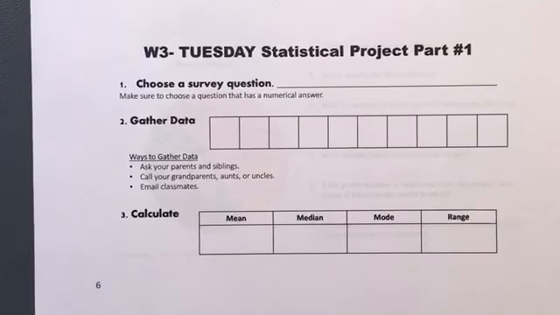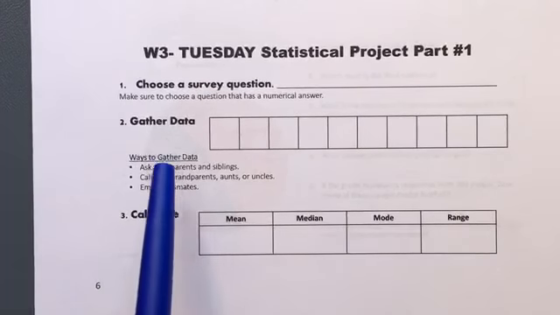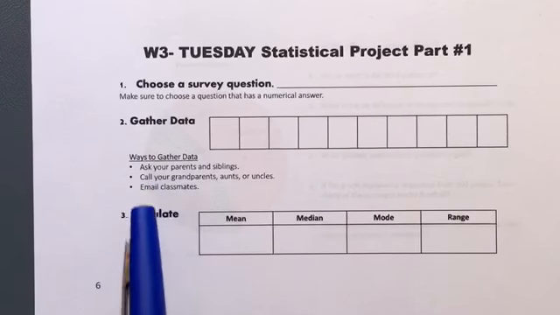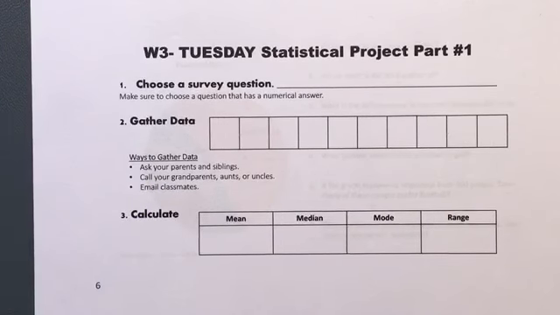Ways to gather data. You can ask your parents and siblings, the people that you are at home with. You can call your family members, grandparents, aunts, uncles, whoever. You can also email classmates. All right, so there's lots of different ways.